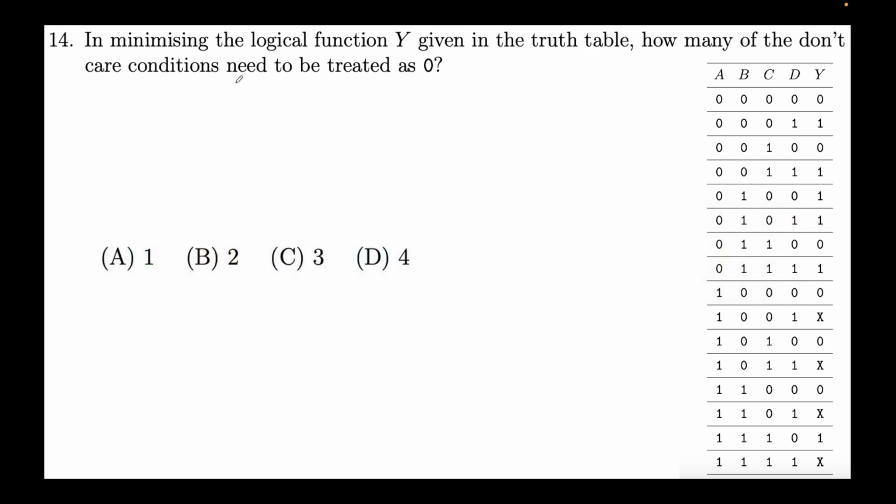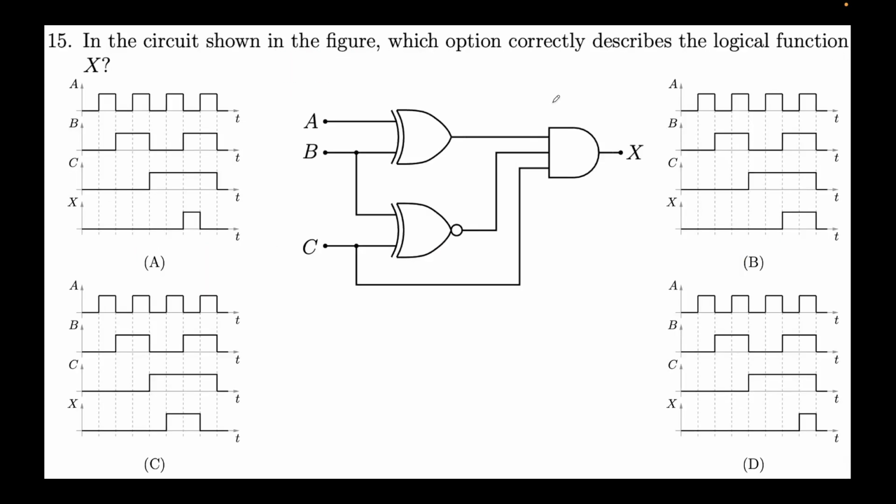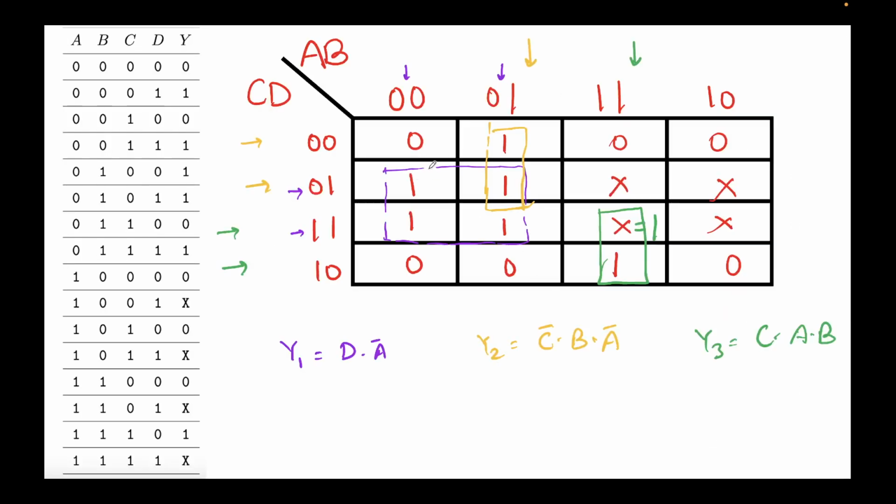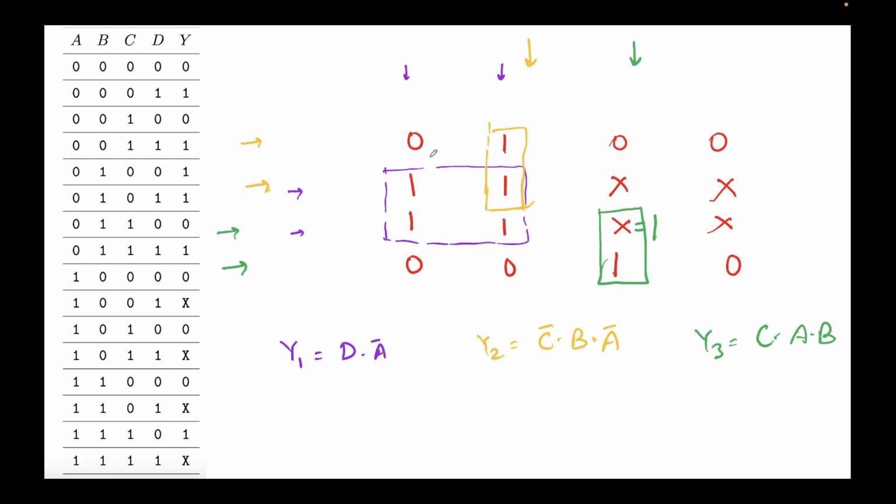Okay, so this is the same problem: in minimizing the logical function y in the truth table, how many don't care conditions need to be treated as 0? This is the truth table that we have drawn. In this problem it asks how many don't care conditions. I told you x can be 0 or 1. The question asks that there are 4 x's here. You can see 1, 2, 3 and 4. So out of these 4 x's, how many are you treating as 0? How many are you treating as 1? So that is the problem that we are required to answer.